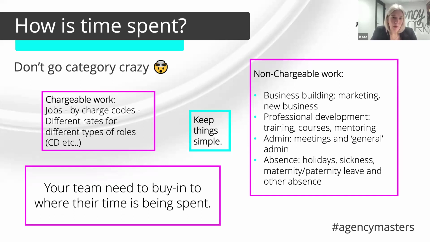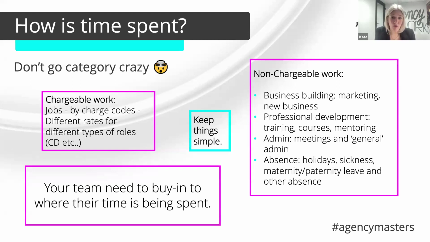Now, generally, we want to try and keep these to a minimum. If we've got a massive, great big long list of them, people will be like, well, where do I put my time for this or that? So we need to think about what people are going to put their time to and what we want to track as well. So business building, new business, maybe it's marketing for yourself, maybe it's actually going out and getting new business. So having codes around that can be really helpful.